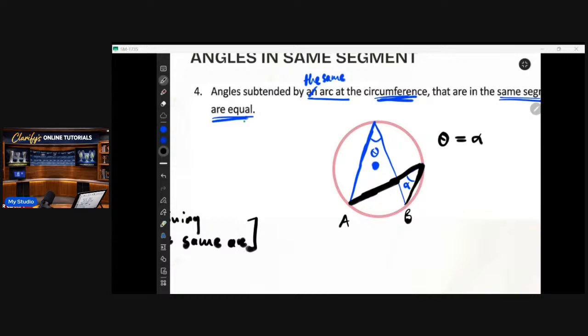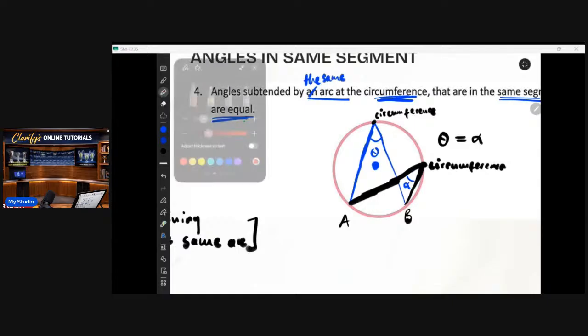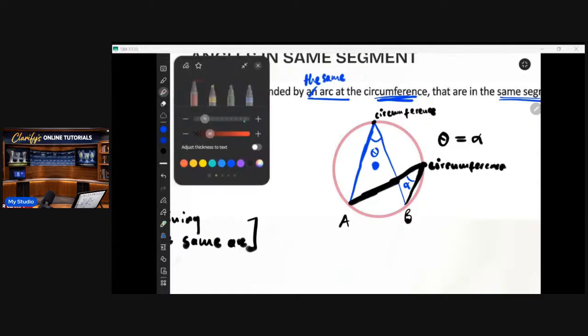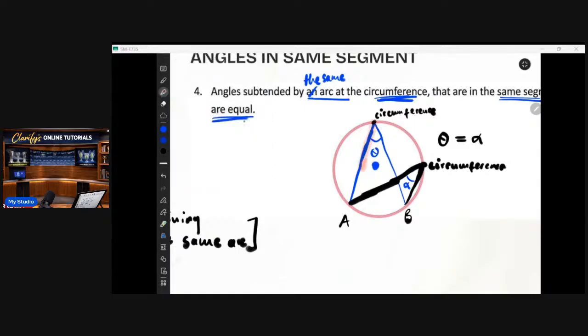Why? Because both of them are at the circumference. That's point number 1. Both are at the circumference, and both are subtended by the same arc. Let's see what arc is making angle theta. You follow one leg, it goes to A. You follow the other leg, it goes to B. So angle theta is being subtended by arc AB.